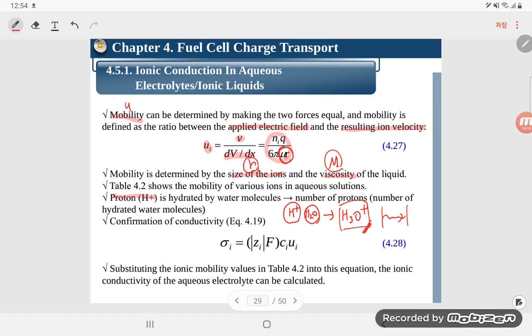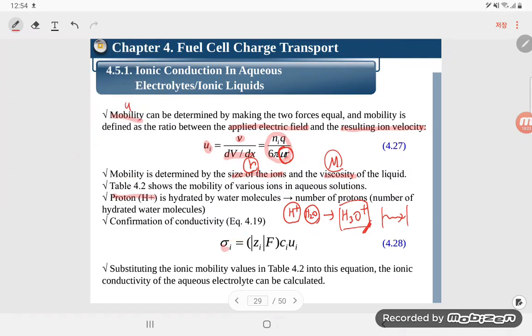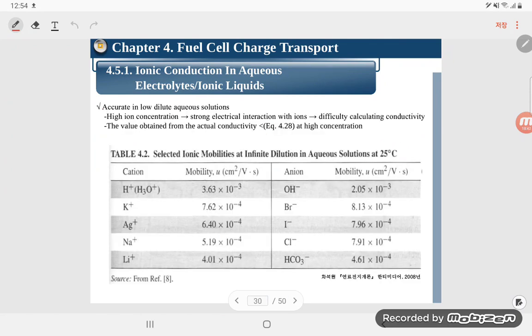So for the confirmation of the conductivity, finally we get this one. If you substitute the ionic mobility values in table 4.2 into this equation, the ionic conductivity of the aqueous electrolyte can be calculated. And the values in this table are accurate in low dilute aqueous solution.